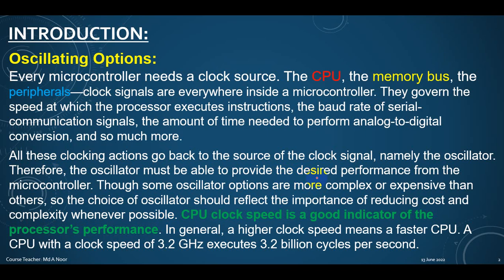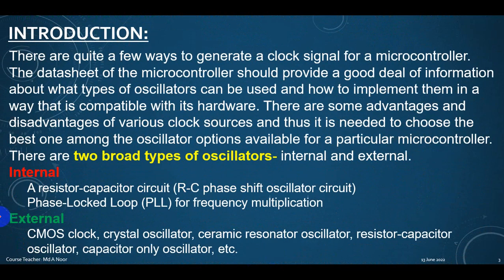CPU clock speed is a good indicator of the processor performance. In general, a higher clock speed means a faster CPU. A CPU with a clock speed of 3.2 GHz executes 3.2 billion cycles per second. Very high speed. There are quite a few ways to generate a clock signal for a microcontroller. The datasheet of the microcontroller should provide a good deal of information about what types of oscillators can be used and how to implement them in a way that is compatible with the hardware.